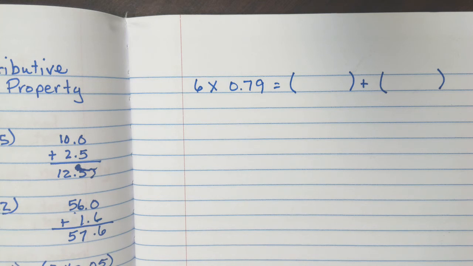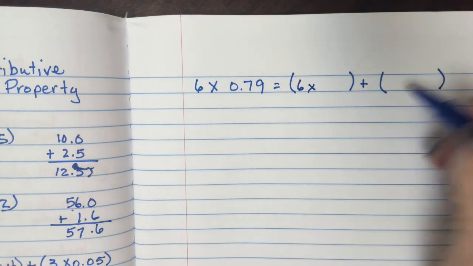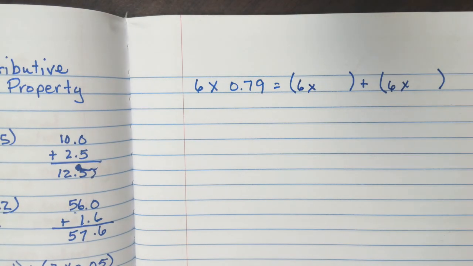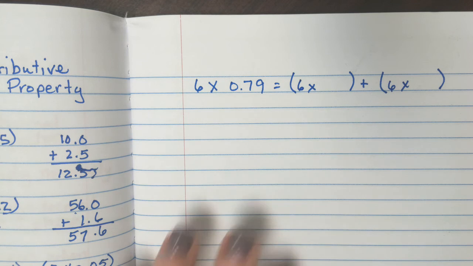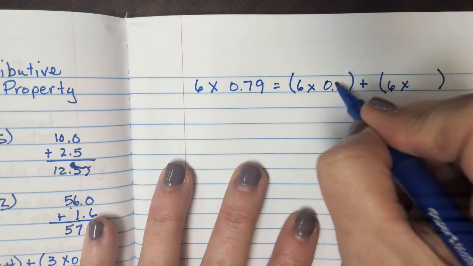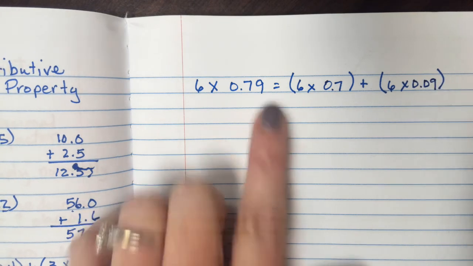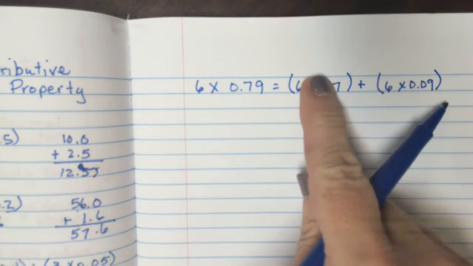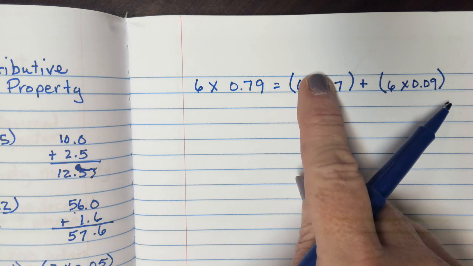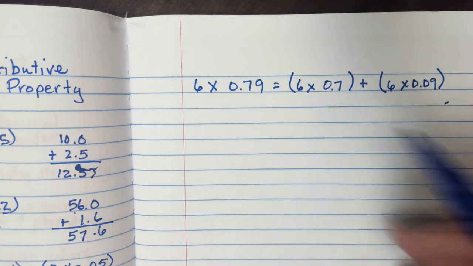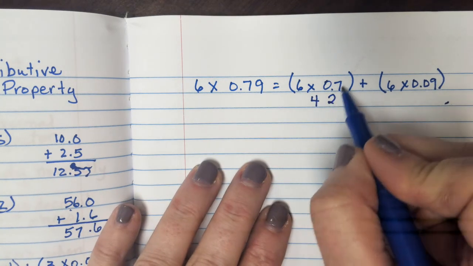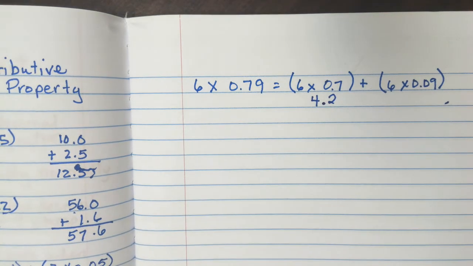Victoria, what number am I giving to both parentheses? 6. I'm giving 6 to both of them. Boy, you get that part done and you're halfway home. Now I need to break up 79/100. Camilla, how do I break that up? 0 and 7/10, and so the last one has to be 0 and 9/100, hundredths, right? So what's 6 times 7? 42. And I need to move my decimal one place over, so I have 4 and 2/10.